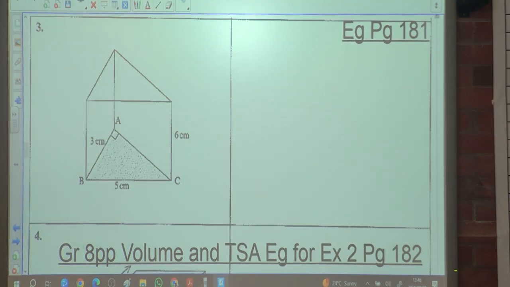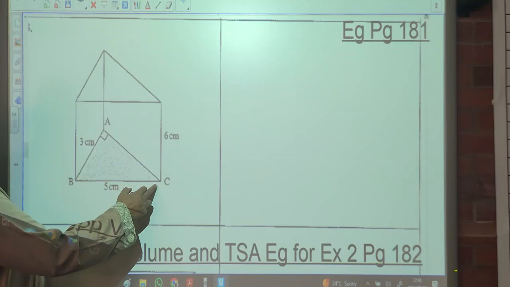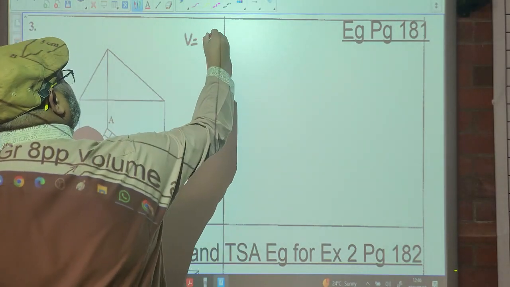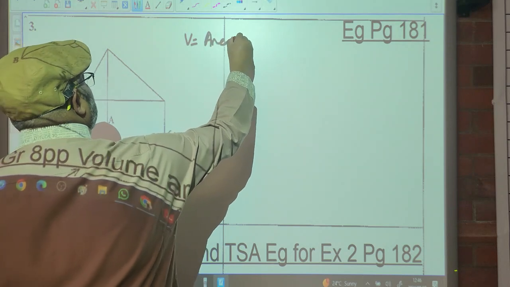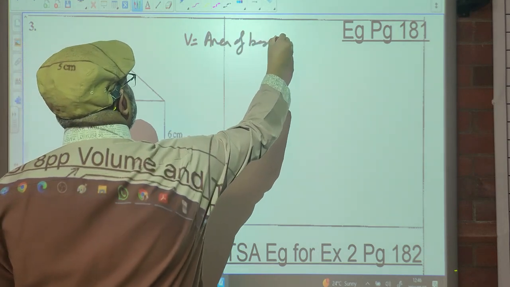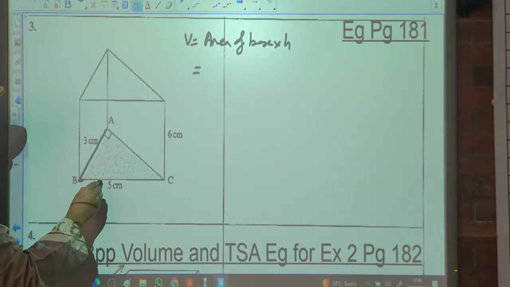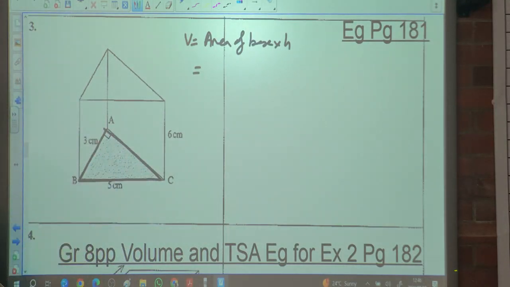People? Triangular base prism. There's too many prisms in there. Right, let's go. Number 3. Volume. How do you calculate volume? Area of base times height. So what type of shape is this? Triangular. How do you calculate the area of a triangle?